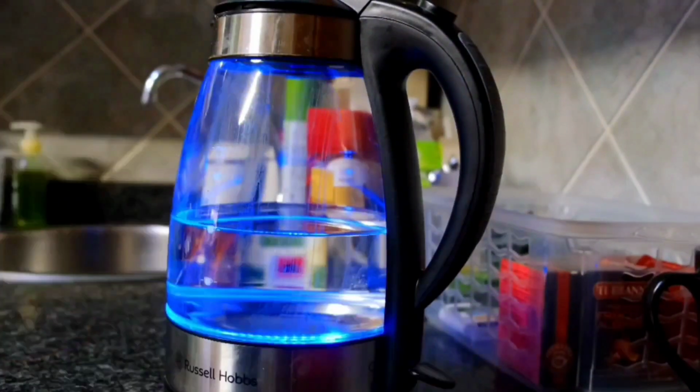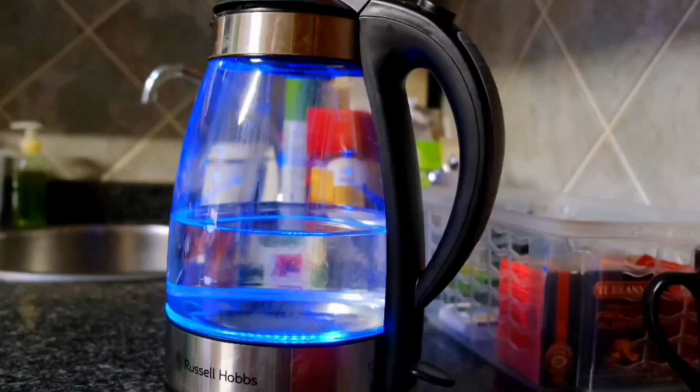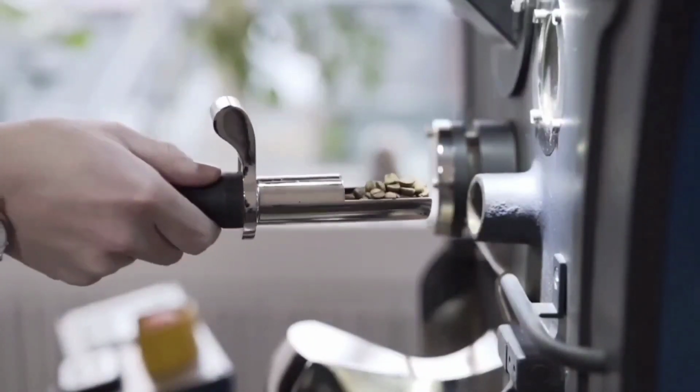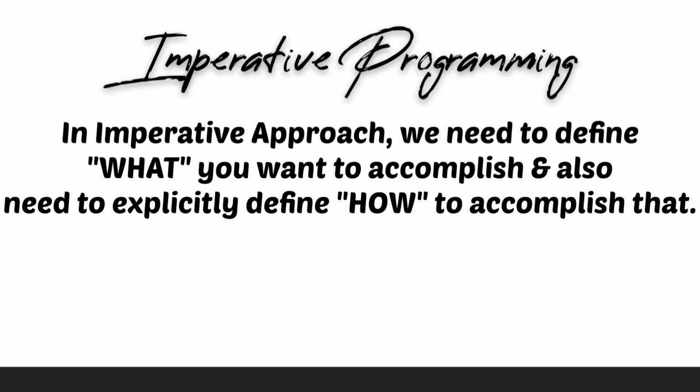Another way is to make coffee yourself. For that you need to know the recipe, like step 1 to boil water, step 2 to pour coffee beans, step 3 to mix some milk, and something like that. You need to know all these steps to make a coffee, which is an imperative way where I need to describe what output I want, and along with that I need to explicitly know how to get that output.